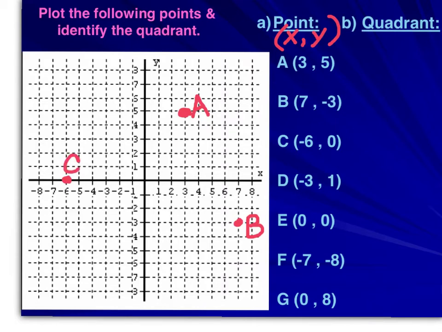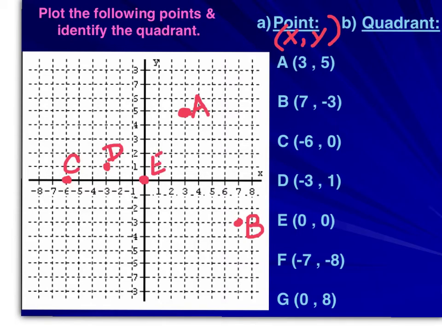The fourth point is point D, negative 3, 1. So negative 3 means 1, 2, 3 to the left, and positive 1 is up 1. So point D will be right here. The next point is point E, located at 0, 0, and if you remember from the previous page, 0, 0 is the origin. So this point is located right in the middle, right on the origin.